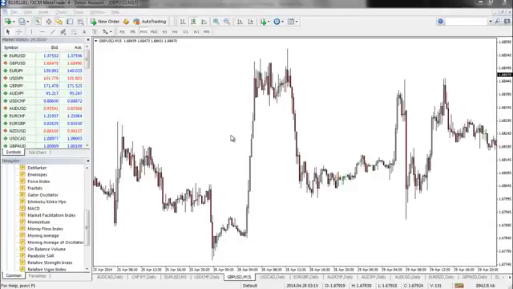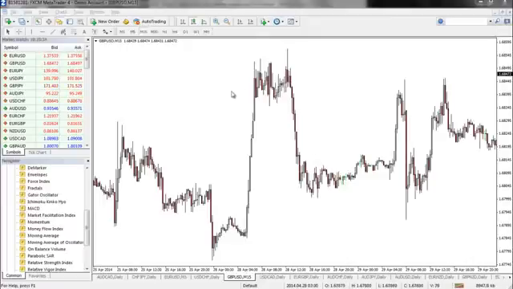Before going into the strategy, let's see the indicators used in this strategy. There are two indicators used in this strategy. One is an exponential moving average and another one is an MACD indicator. So these are the two indicators used in this strategy. So for going into the strategy, first let's put a clean chart in MetaTrader.